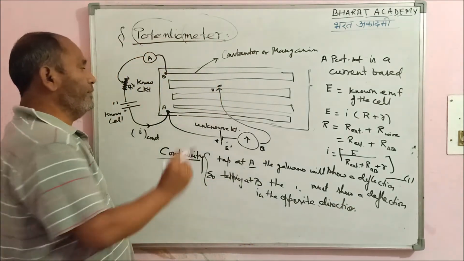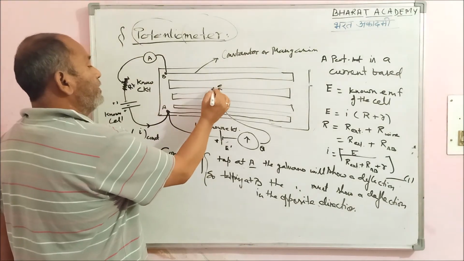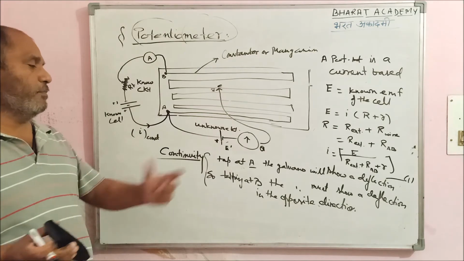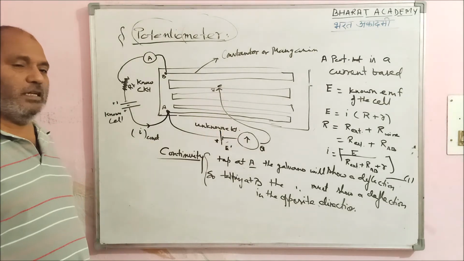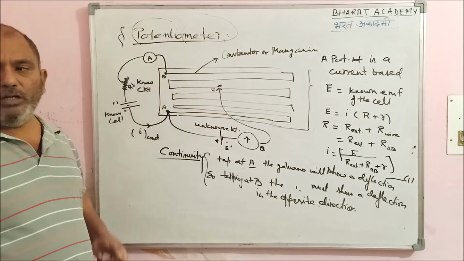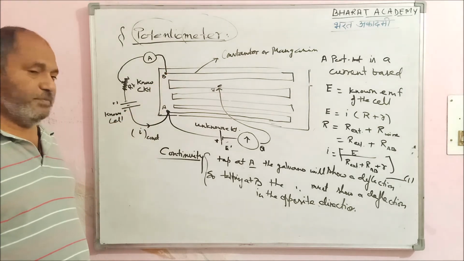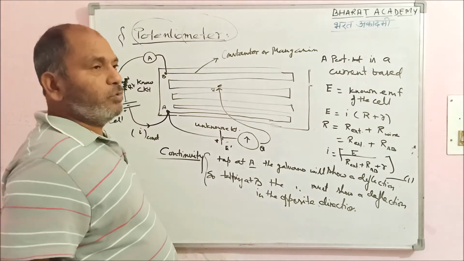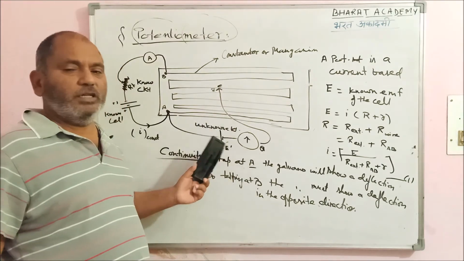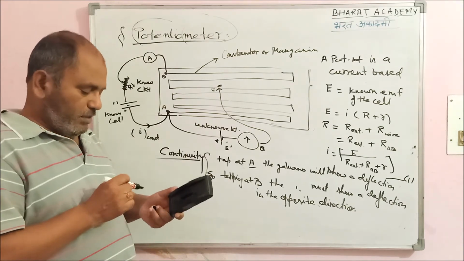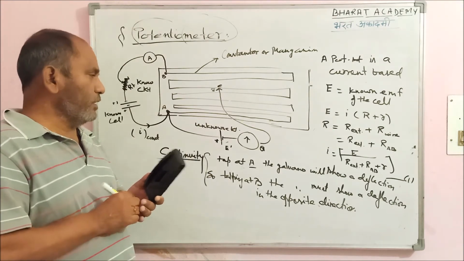Tap the jockey at A. This is the jockey. It will show a deflection in a particular direction, either in an LHS direction or RHS direction. When you tap it at B, it will show a deflection in the opposite direction. If it is so, it means continuity does hold, means our system is ready for the practical. If not, then something is wrong in the circuit.